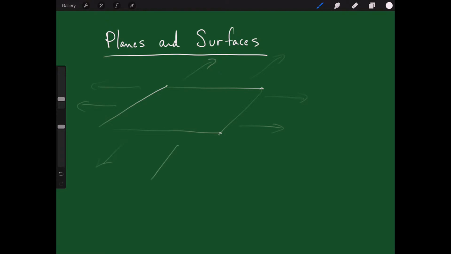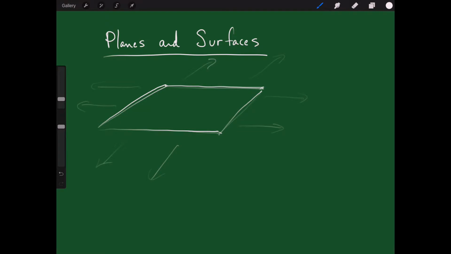So this plane keeps going in all directions, and so here's our plane, and our question is, what is the equation of that plane? So there's a couple pieces of information that it would be nice to know about this plane that's going to help us as we look at it.